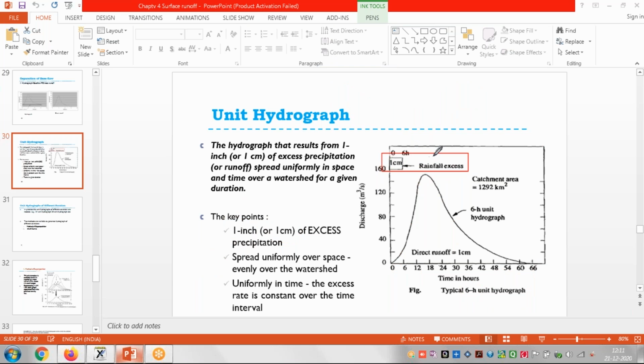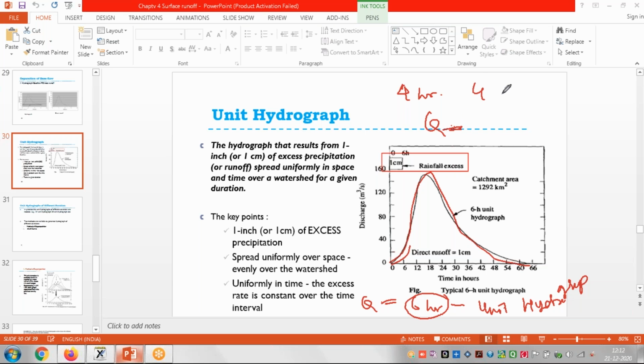Means the rainfall is only 1 centimeter, and because of 1 centimeter, this whole graph is prepared, right? And this Q reading is taken after every 6 hours. That's why it is called a 6 hour unit hydrograph, right? For example, if after every 4 hours this Q reading is noted down, then we will say that this is a 4 hour unit hydrograph. Is this clear what I'm saying?